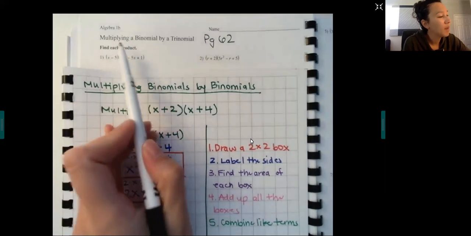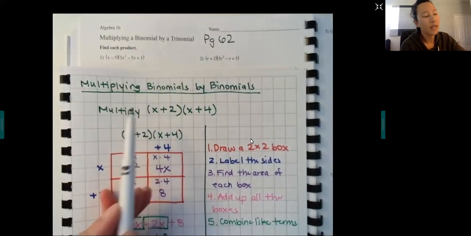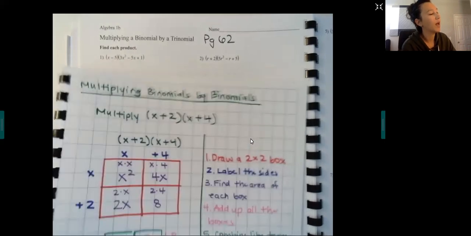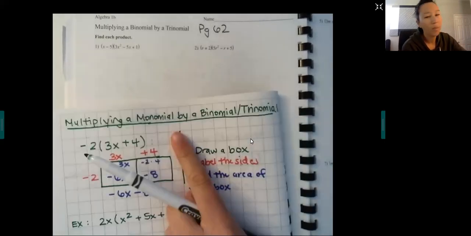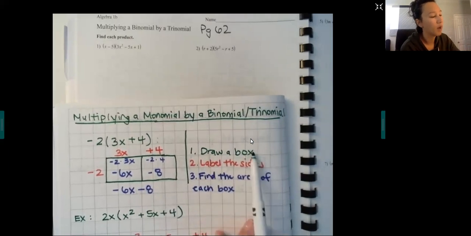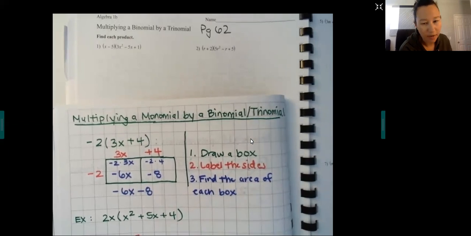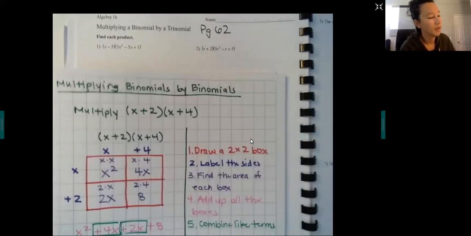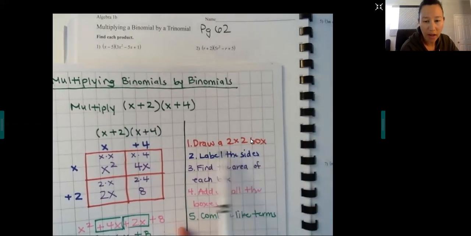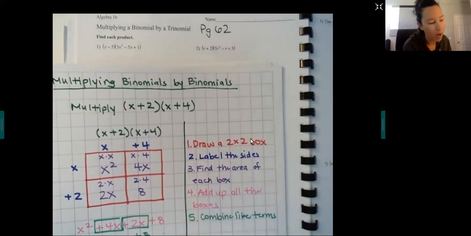So when you're multiplying a binomial by a trinomial, it's essentially the same thing as how we multiplied monomials by a binomial or a trinomial. The steps are always the same. You're going to draw a box, label the sides, and find the area of each box. Same thing here. You draw your box, you label the sides, you find the area, and then you add up all the boxes.